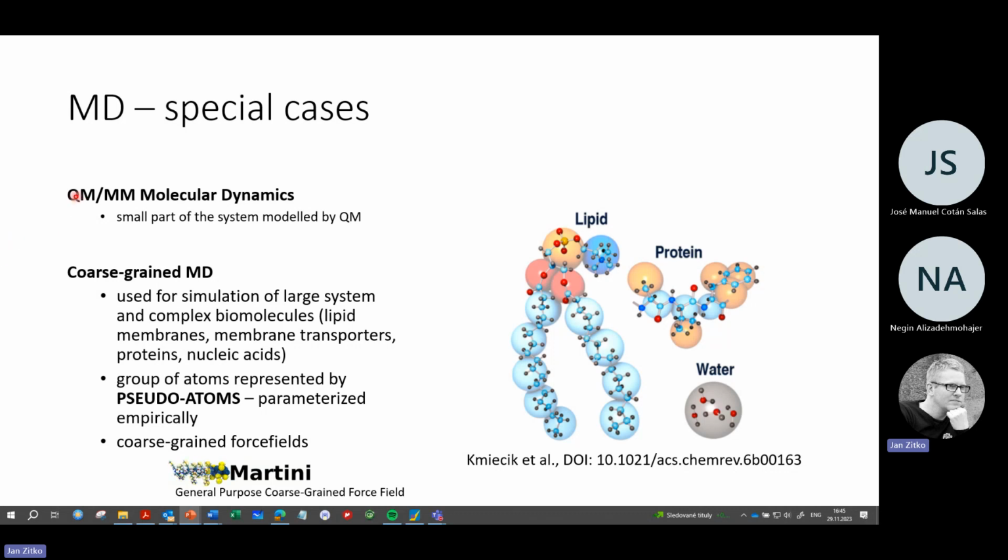And these will be treated based on quantum mechanics. So more precisely, much more precisely, but also much more computationally demanding. So you can afford this only for a few bonds. So 1, 2, 3 bonds in the system will be simulated by quantum mechanics, and the rest of the system by molecular dynamics. So these methods are then called QM/MM molecular dynamics, quantum mechanics, molecular mechanics.